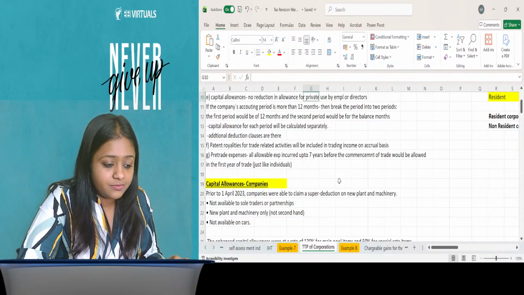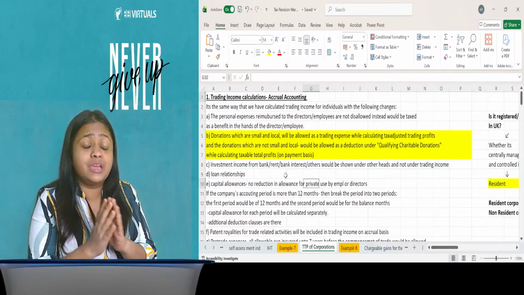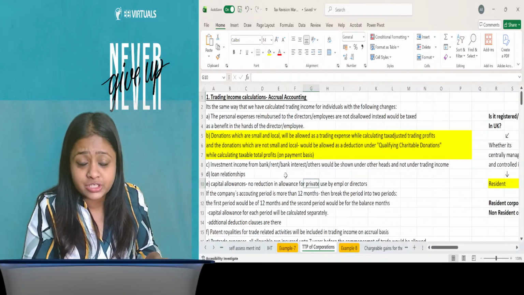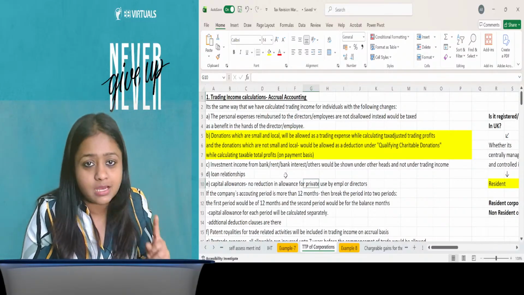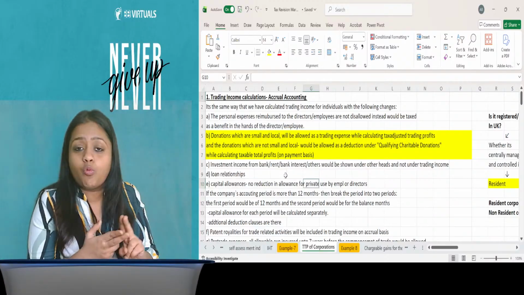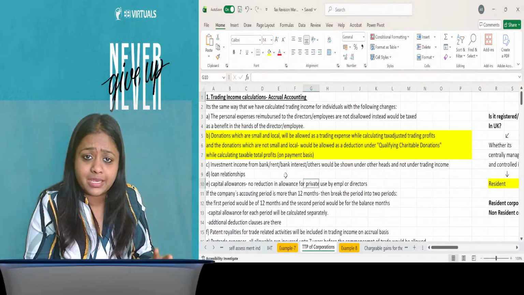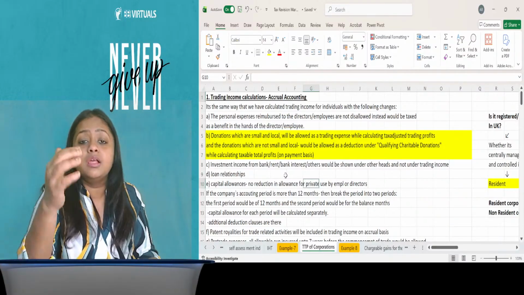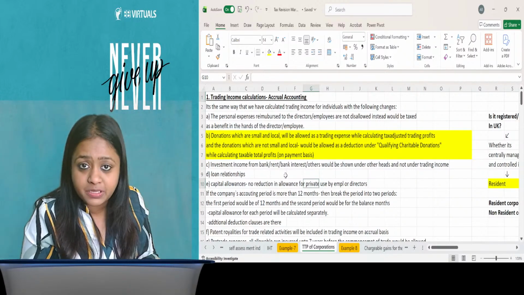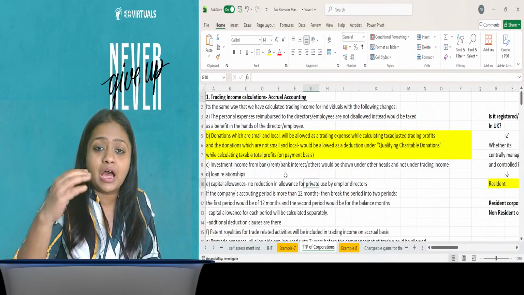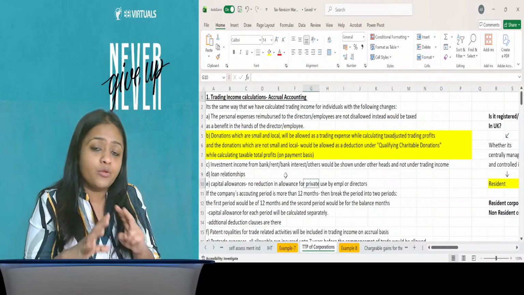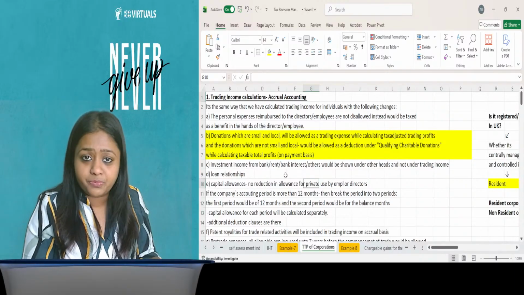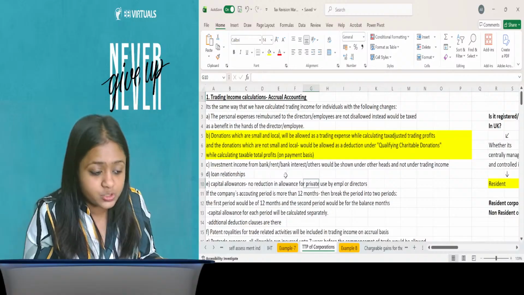Number one is when it comes to the trading income calculation, everything else remains the same, just like individual trading income calculations, with few changes. Number one, the default basis is accrual basis. Number two, the qualifying donations, just like individuals, you will take small and local. The only difference is the donation which is not small and local will be allowed as qualifying charitable donations when we calculate TTP and we reduce it from total profits, and only on payment basis. Number three, there is no personal expenses for a company, so no disallowance of personal expenses will be there.